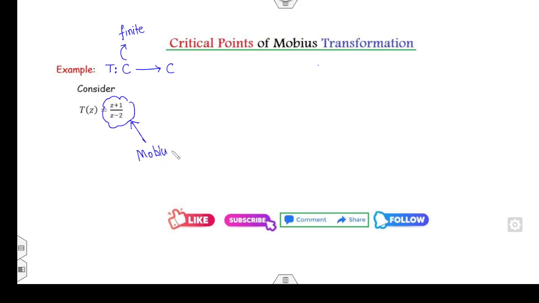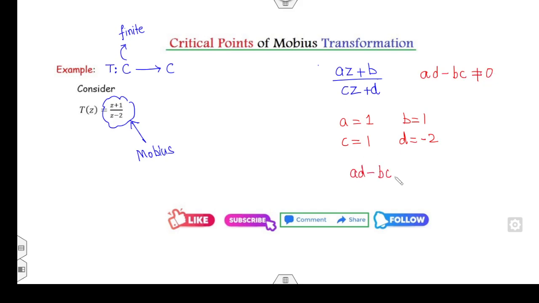Firstly, check whether it is a Mobius transformation. How can you check whether it is a Mobius transformation? You can compare with (az plus b) over (cz plus d). What is my a? a is 1, b is 1, c is 1, d is equal to minus 2. And it will be a Mobius transformation if ad minus bc is non-zero. Clearly this number is minus 3, which is non-zero. Yes, this is a Mobius transformation.